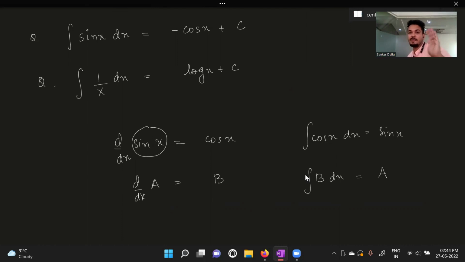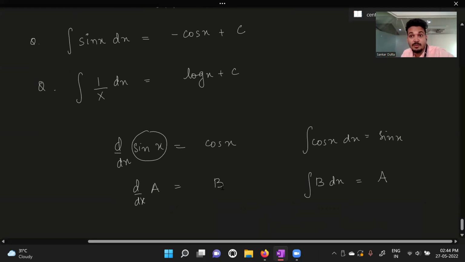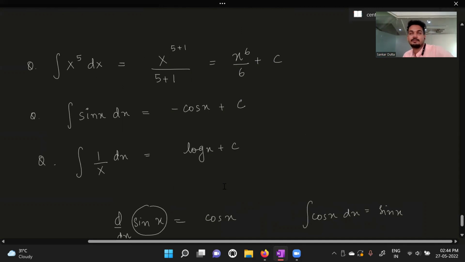So if you remember the differentiation formulas, you just have to convert the RHS to the LHS and the LHS to the RHS, and then the formula for integration would be the same as the formula for differentiation. You just have to reverse the left hand side with the right hand side. So that is one way of remembering the integration formulas.